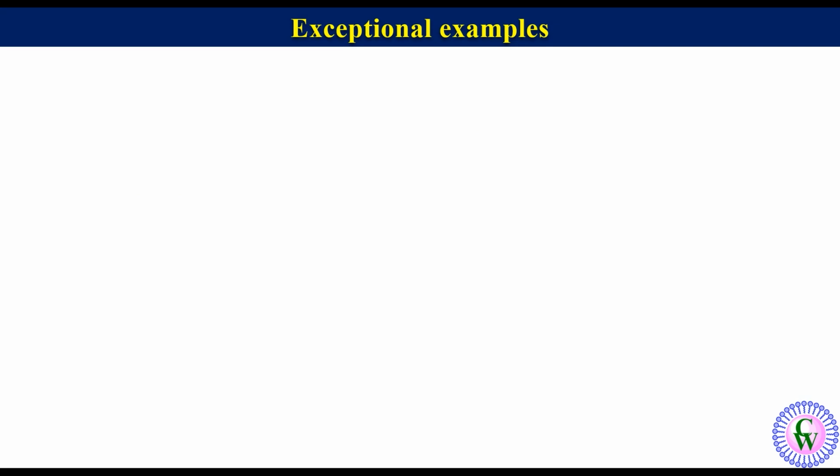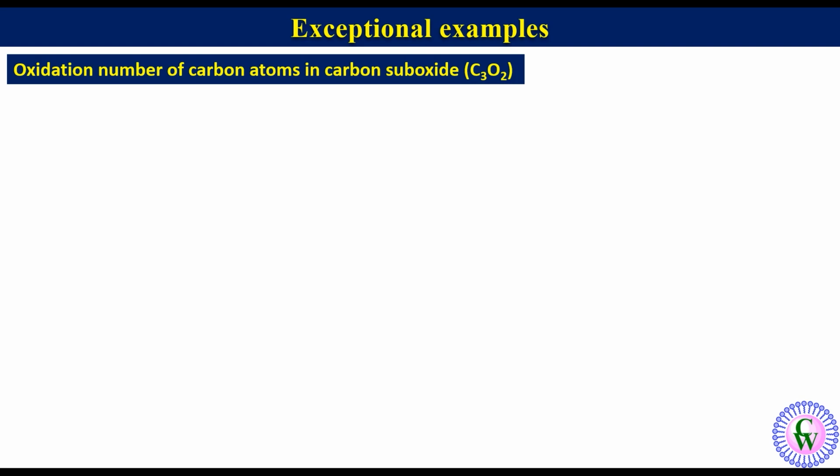Now come to the last section of this lecture, wherein we will be discussing few exceptional examples which are generally asked in competitive examinations. You can solve these questions only when you know the structure of the molecule. Let's take the example of finding oxidation number of carbon atoms in carbon suboxide, which is C3O2. With the knowledge we have based on our discussion in this lecture so far, we can find only average oxidation number of carbon in carbon suboxide and not which carbon is having which oxidation number.